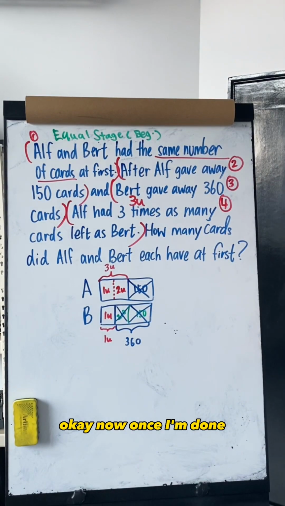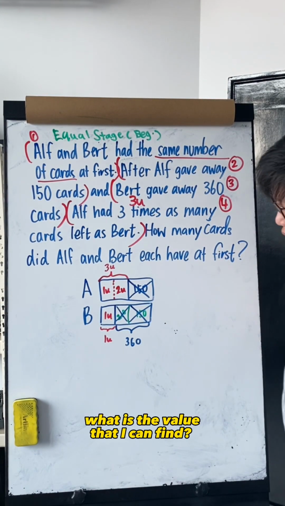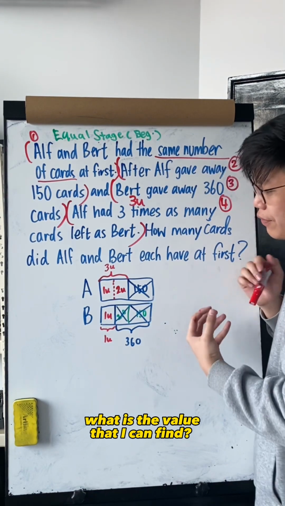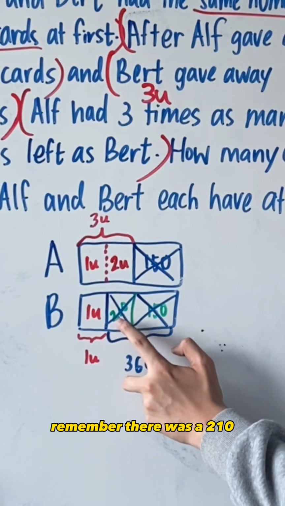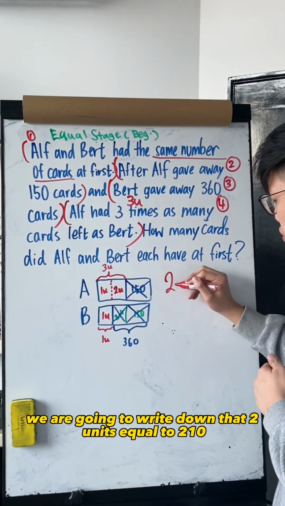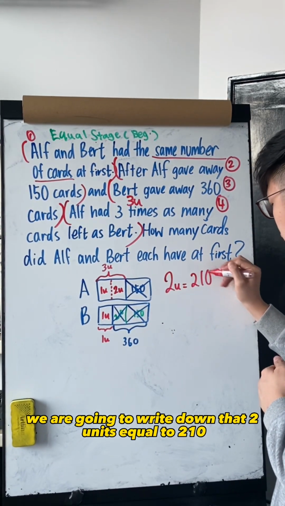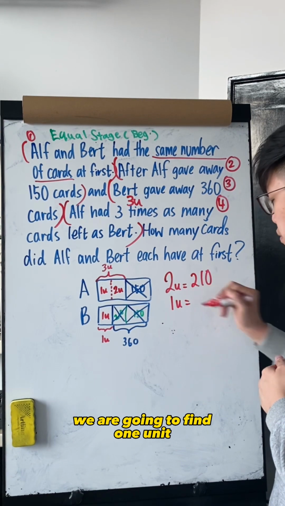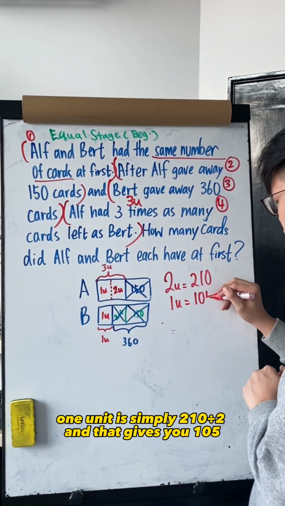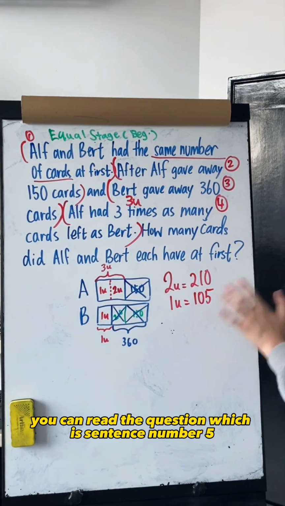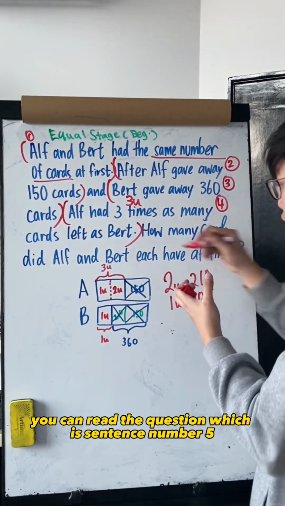Now once I'm done, I ask myself, what is the value that I can find? 2 units is actually equals to 210. Remember there was a 210 over here, right? So we are going to write down that 2 units equals to 210. We are going to find 1 unit. 1 unit is simply just 210 divided by 2. That gives you 105.